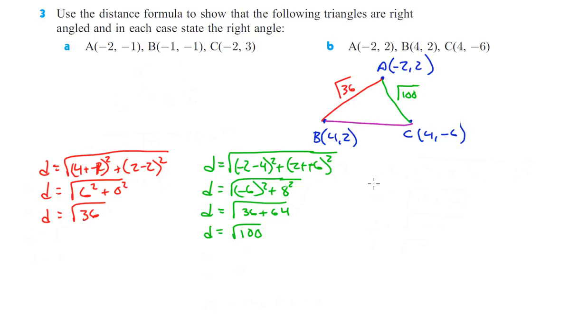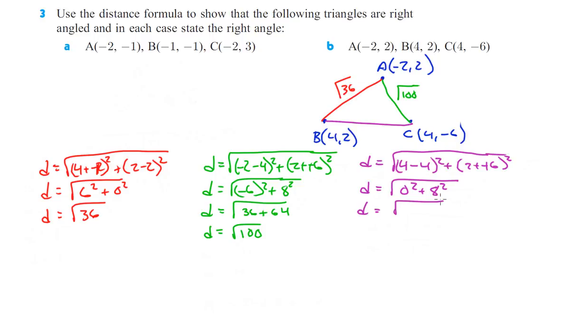Let's use purple for that one. So the distance here is going to be the square root of 4 minus 4 squared plus 2 minus -6 squared. So that turns into a positive. We get 4 minus 4 gives us 0, and then 2 plus 6 gives us 8. So our distance is the square root of 8 squared, which is 64. Let's just leave it as the square root of 64 here.